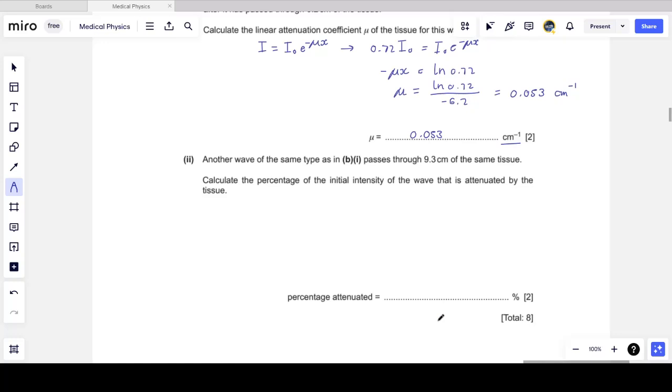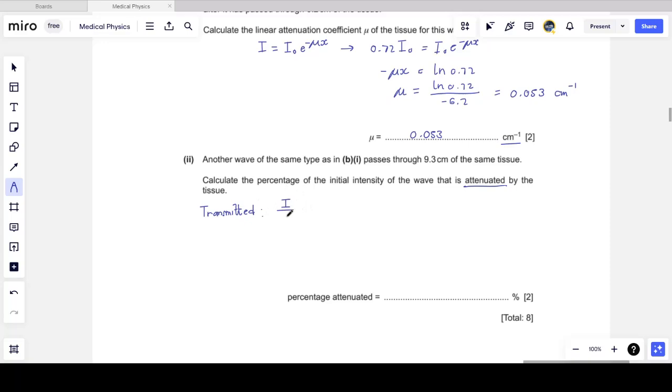We're then told that another wave of the same type as in B1 passes through 9.3 centimeters of the same tissue, and we want to calculate the percentage of the initial intensity of the wave that is attenuated by the tissue, that is absorbed. We're only assuming that the attenuation, or the amount of energy lost by the wave, is happening due to absorption. So we want to know how much of the wave is absorbed after it passes through 9.3 centimeters. The percentage that is transmitted, we know from the equation above.